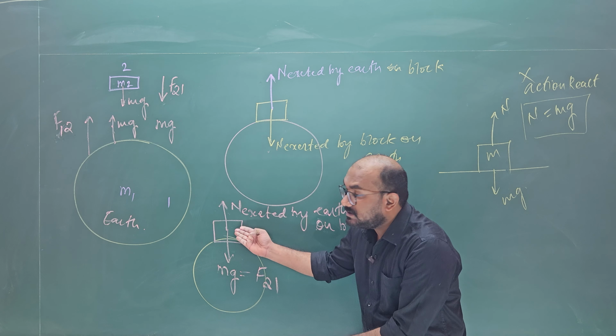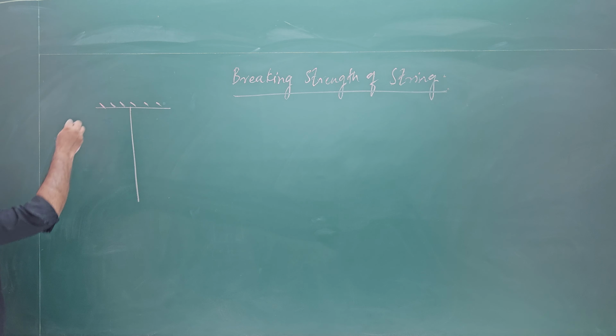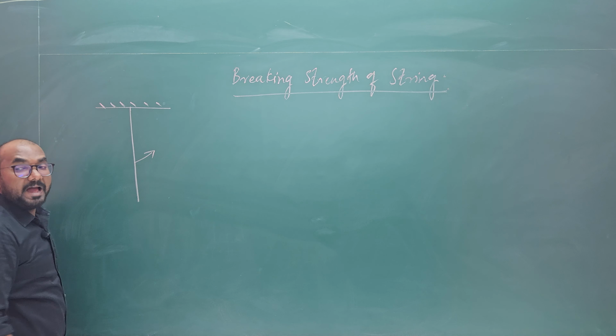Now let us try to understand. In our previous classes, what kind of string were we using? Non-breakable string, unstretchable and unbreakable. But every material on this planet will have certain limits. Now consider there is a string, tied over there, and this string can hold a maximum tension.